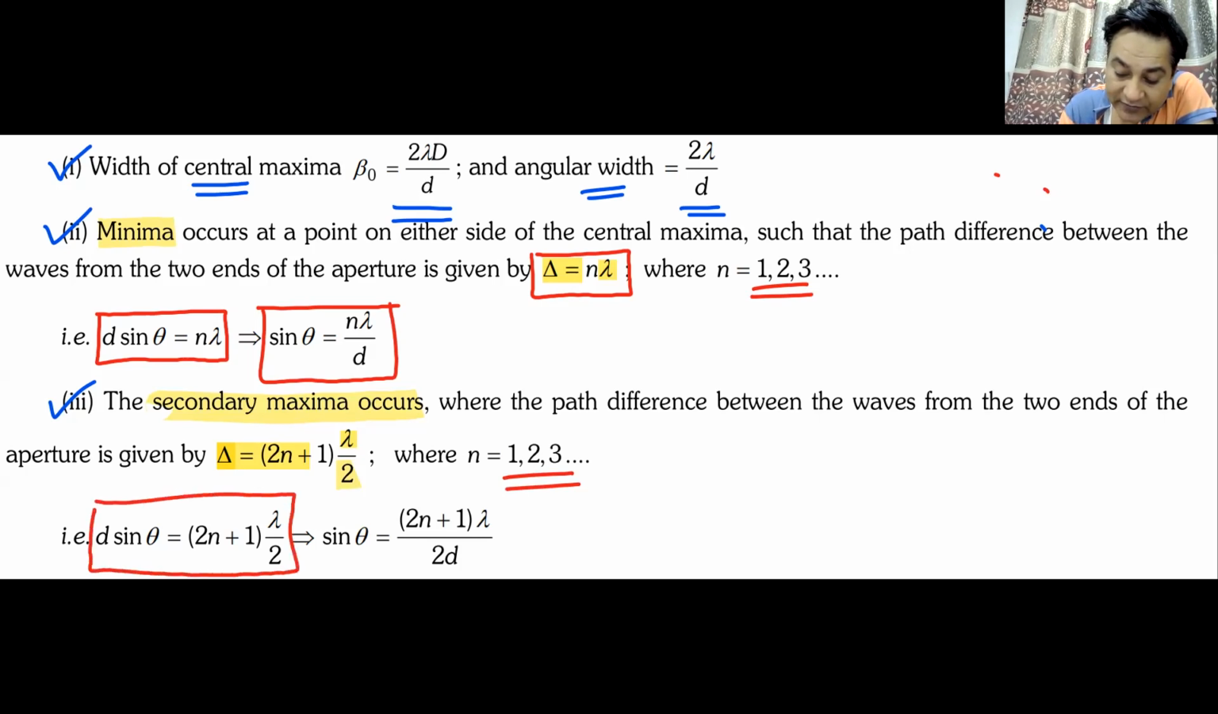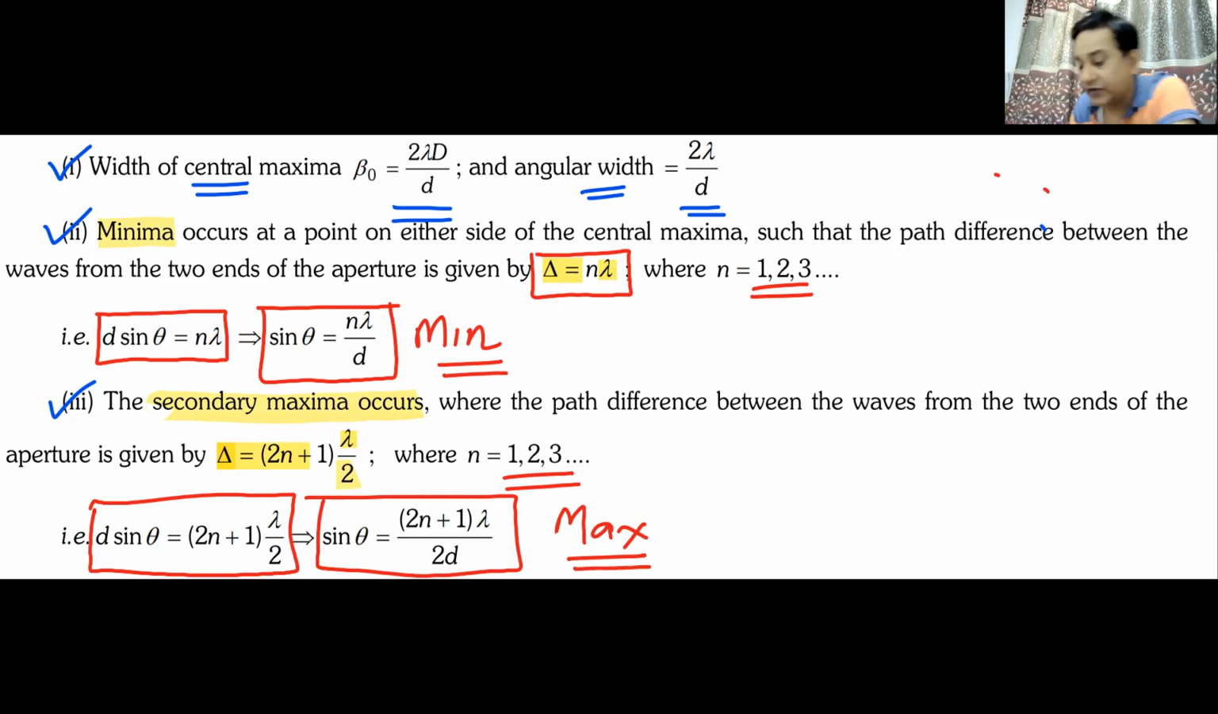The path difference is (2n plus 1) lambda by 2, which gives the value of sin theta for maxima. Remember, this is for maxima and this is for minima. Can you remember this? It is the reverse of your interference. In the next slide, we'll also go through the difference between interference and diffraction to make all these points very clear. Can you note down all these points?